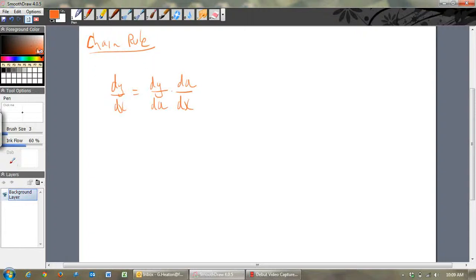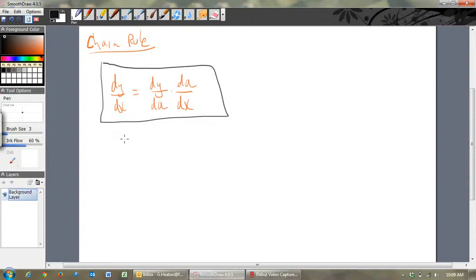If you think of these dy dx's, they're just very small numbers, but they're still fractions. So if you cancel out the du, you've got one on the top and one on the bottom, you get back to dy by dx. And so this is totally fine. So that's the chain rule right there.